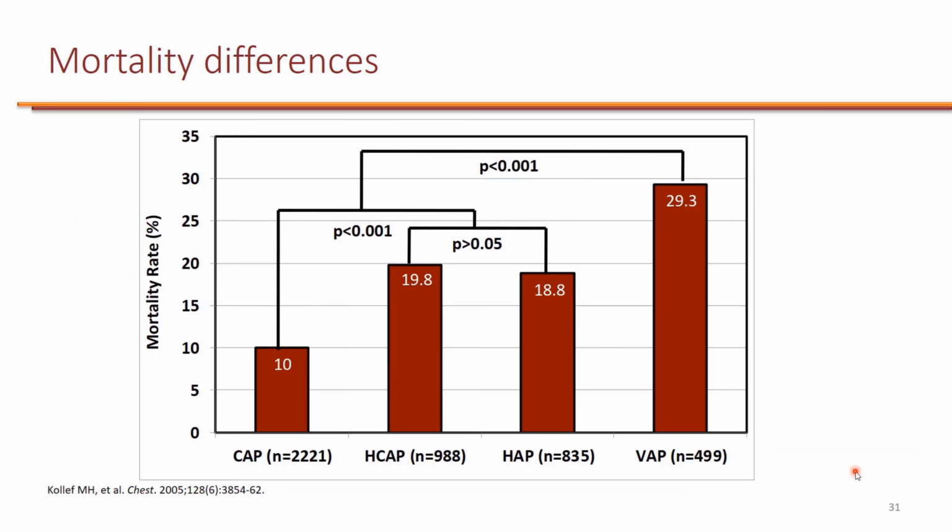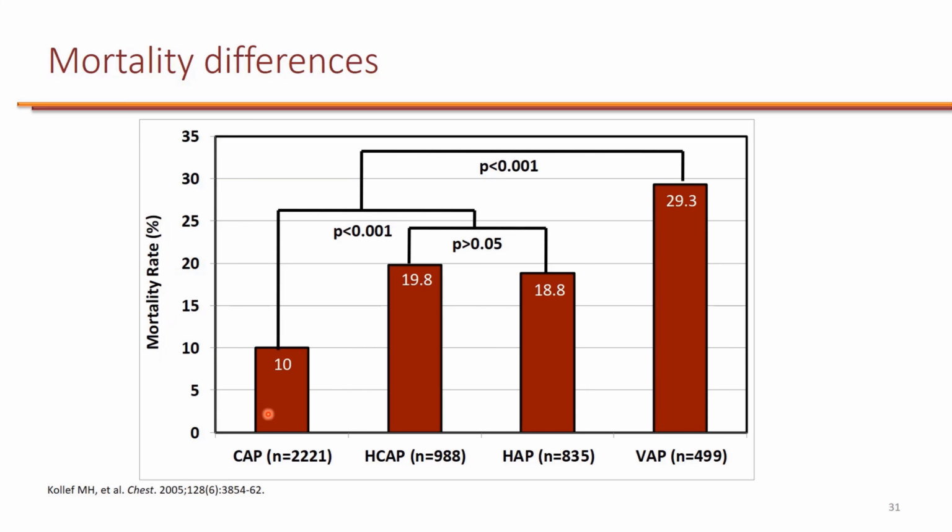Now, at this point, you should know that there are 4 different types of pneumonia. There's community-acquired pneumonia, there's healthcare-associated pneumonia, there's hospital-acquired pneumonia, and there's ventilator-associated pneumonia. Now, keep in mind that the severity of illness is different in different types of pneumonia. So here on the y-axis, you can see the mortality rate.